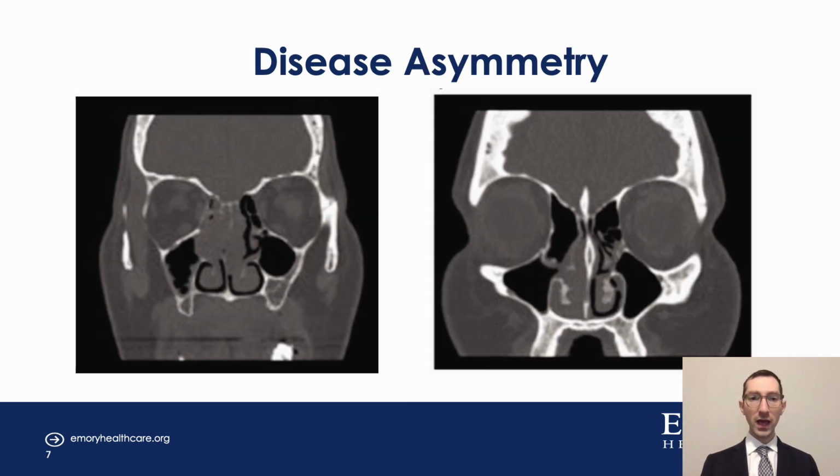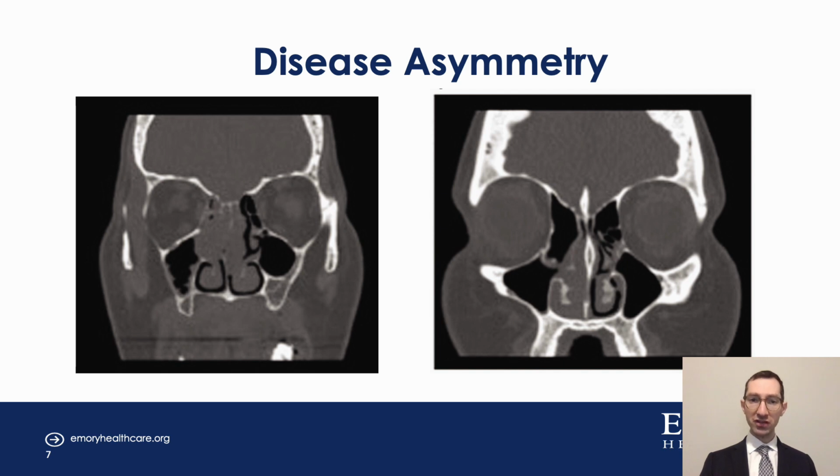So here we're looking at scans from two different patients who both have central compartment atopic disease. And both of them have inflammation present in bilateral nasal cavities. But what I want to highlight is that there's asymmetry from the right to the left side in both cases. They both happen to have disease that's worse on the right-hand side.